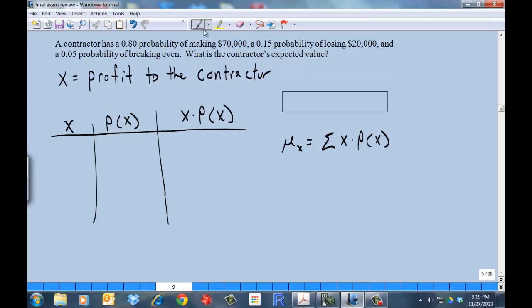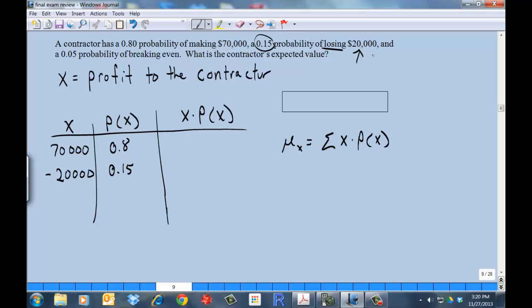So one value that the variable can take on is $70,000. So he can make $70,000, and the probability of him doing this is 80%. Now, 15% probability of losing. Well, this idea of losing means that this $20,000, he's not going to make anything. He's going to lose this amount, so we want to make sure that this amount is negative. And what is the probability that he loses $20,000? Well, that's a 15% chance.